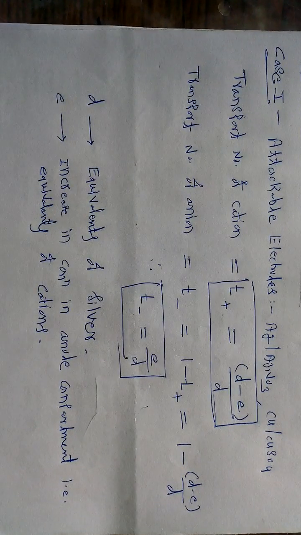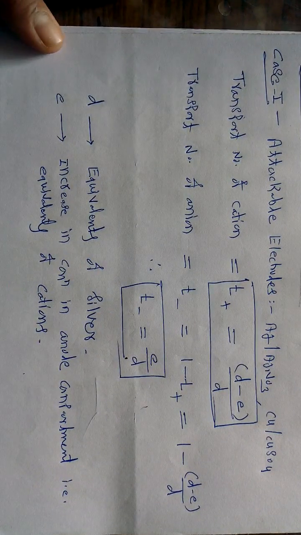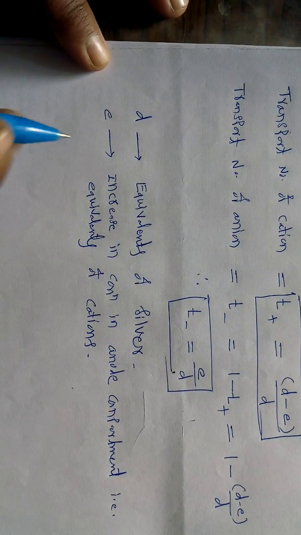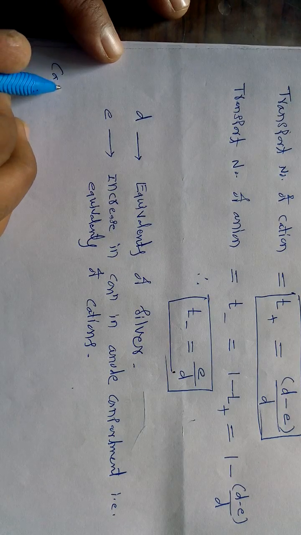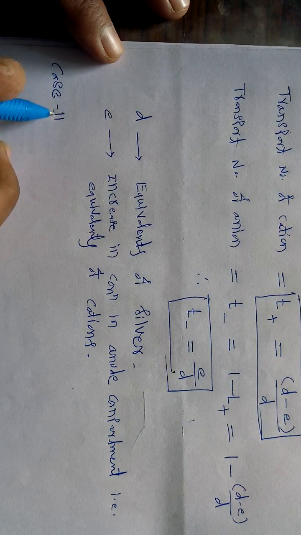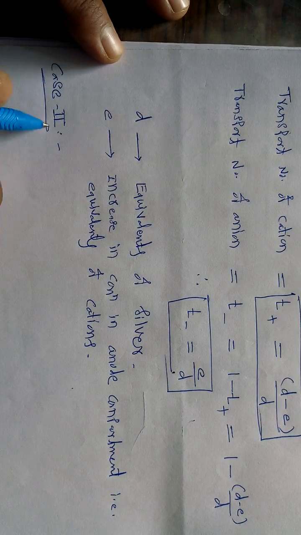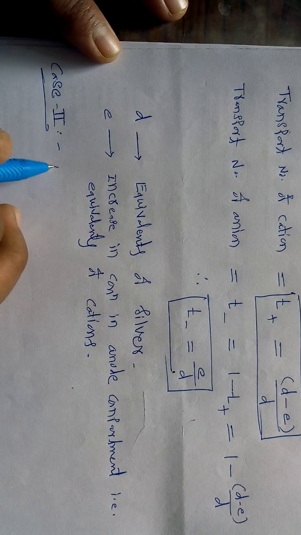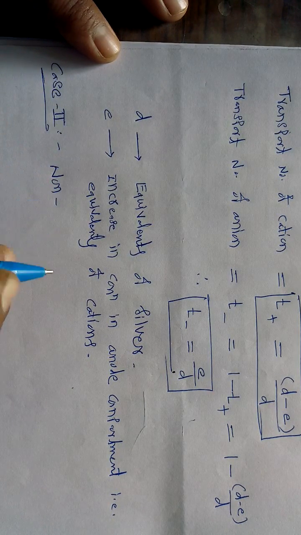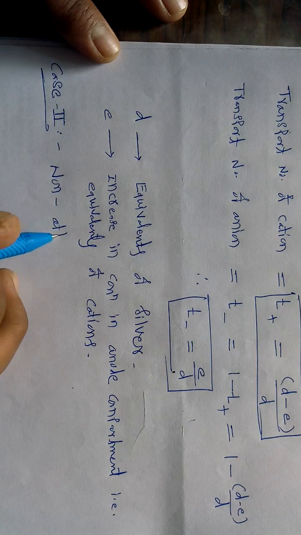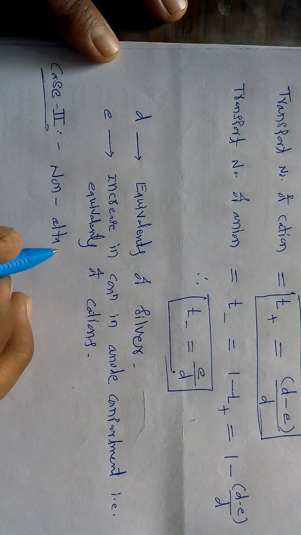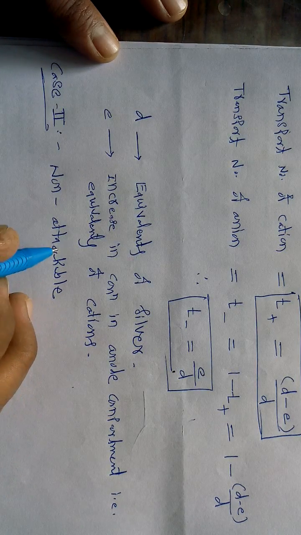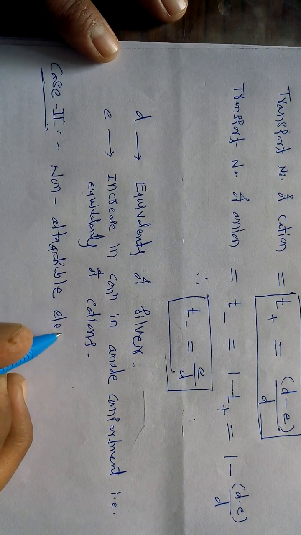In that case, we have to calculate the transport number by using these types of equations. Now the second case is there. In this second case, we have to take into consideration another type of electrodes. So in case two, we have to take non-attackable electrodes.